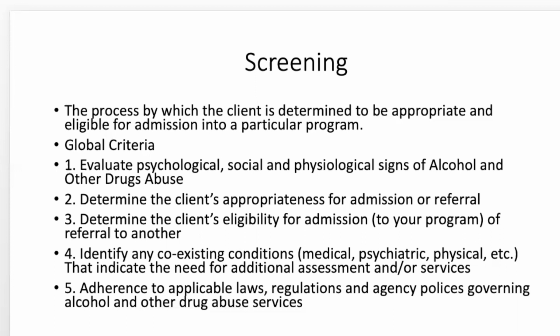Then we have to look at identifying any coexisting conditions, whether there be medical conditions, psychiatric conditions, physical conditions, or other type of conditions that can indicate the need for additional assessment or services that might be needed for the individual. And then we have to look at the fact that we have to adhere to the applicable laws, regulations, and agency policies that govern alcohol and other drug abuse services. So we have to make sure that we are adhering to what the policies are for the program to make sure that we're able to do an admission.